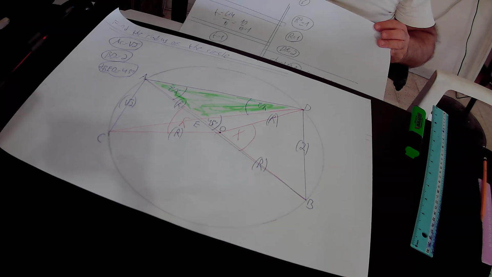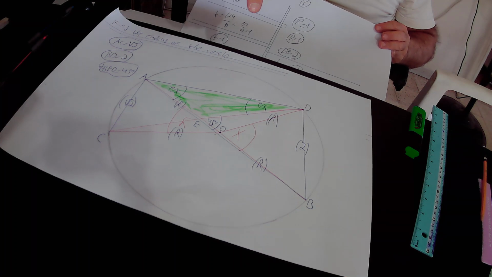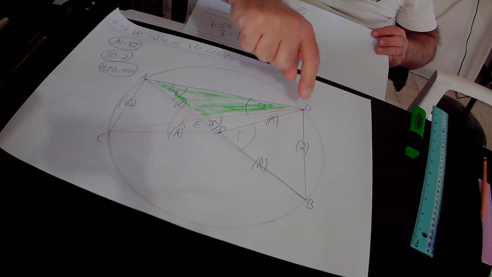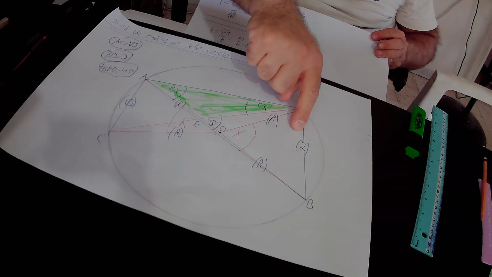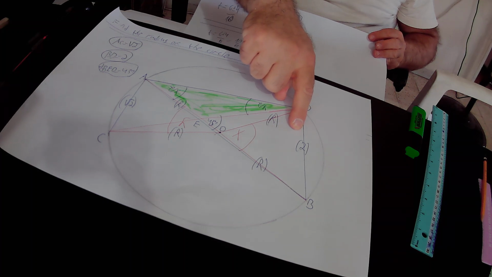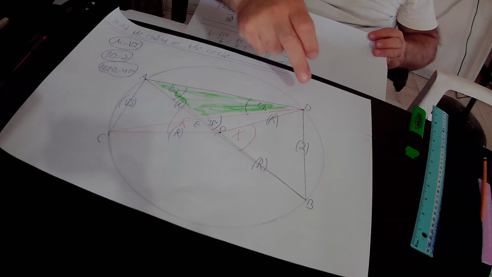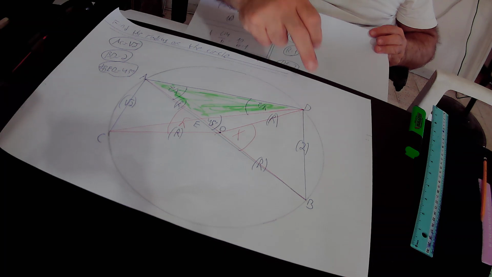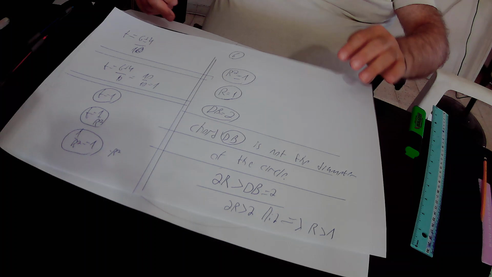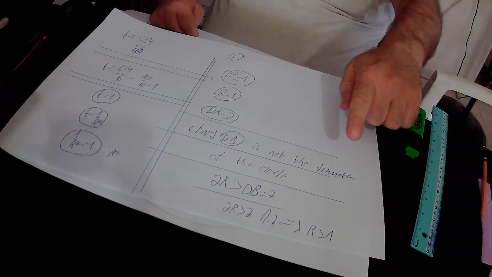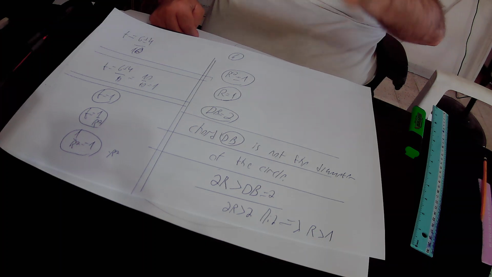So according to the first solution for t, the radius r of this circle equals 1. But it is actually impossible that the radius r of this circle equals 1. Why? Because we know that chord DB equals 2 units, according to what is given. And it is very easy to see that chord DB is not the diameter of the circle. Again, chord DB equals 2, and chord DB is not the diameter of the circle. It is very easy to see it from the drawing.